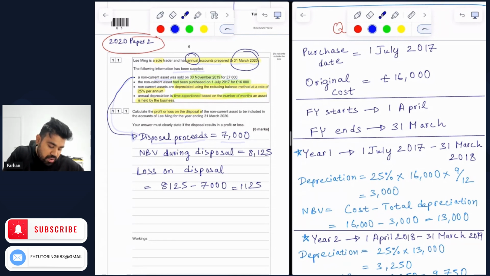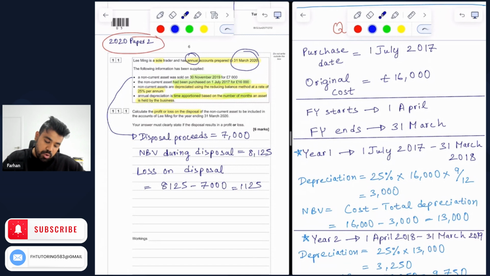The non-current asset had been purchased on 1 July 2017 for £16,000, and we are required to use the reducing balance method of depreciation at a rate of 25% per annum. We are also required to calculate depreciation based on the number of months an asset is actually used within the business.